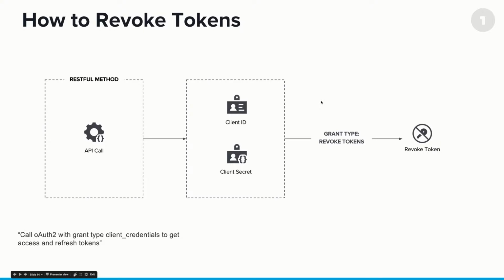Again, revoking tokens looks very similar to the other calls, both the generate token and the refresh token. Once again, you make an API call, you pass in either a client ID or client secret, or you can pass in your old access token.